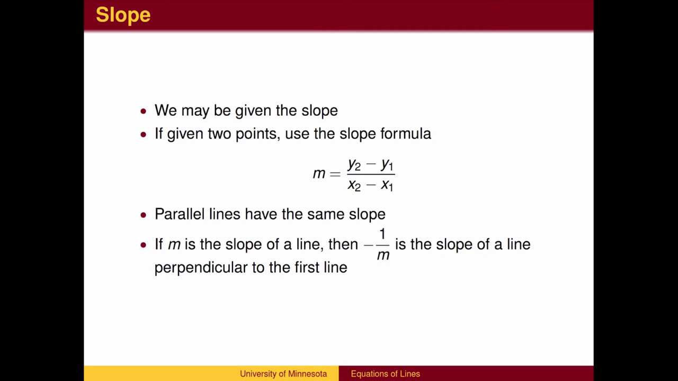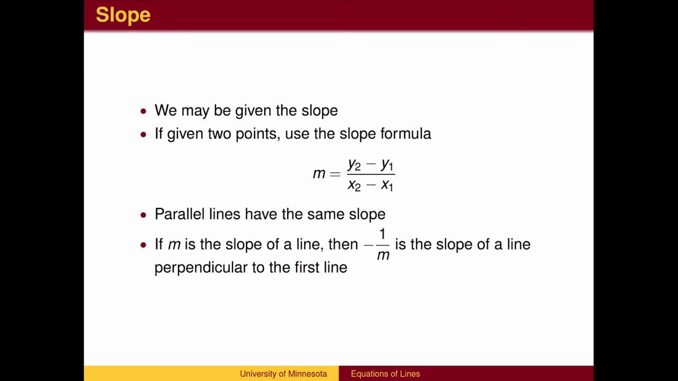In order to determine the equation of a line, we need two pieces of information. We need to know in which direction we are headed, and we need a starting point. The direction is determined by the slope. There are a variety of ways to determine the slope.